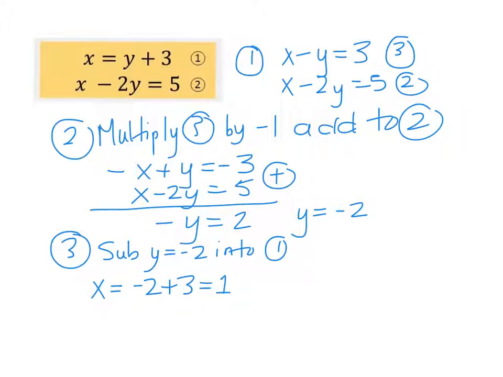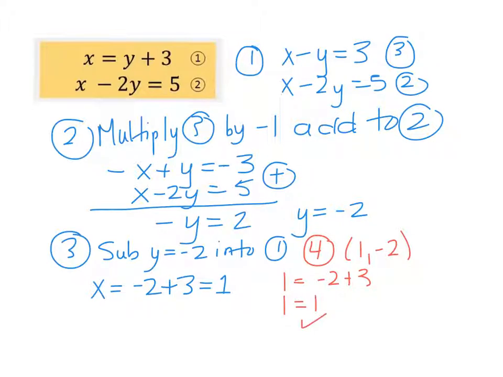And my final step is to make sure that the solution that I found, which is 1 and -2, will fit in both equations. So I go back to my original equations and I substitute my x is 1, my y is -2, plus 3, 1 is equal to 1. It is okay in my first equation.